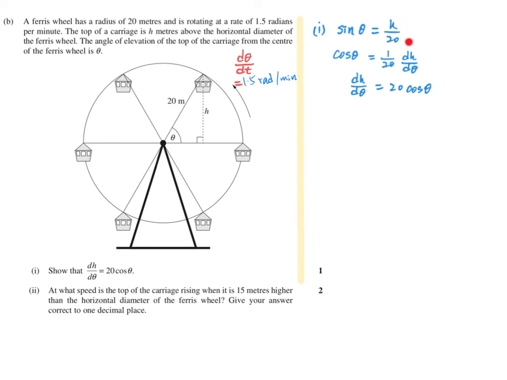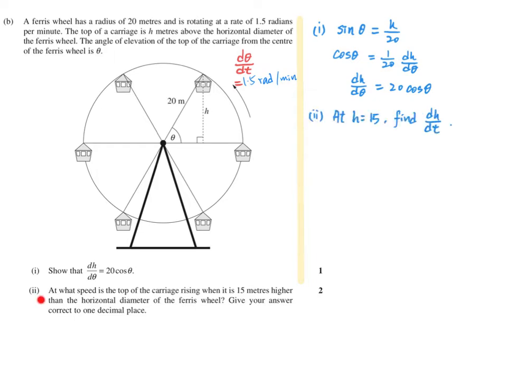With this equation, we differentiate both sides with respect to theta. So d sine theta over d theta gives you cosine theta, and the right-hand side is 1 over 20 dh/d theta. We rearrange the whole thing, and you will have dh/d theta equals 20 cosine theta. That is what the question asks you to do.